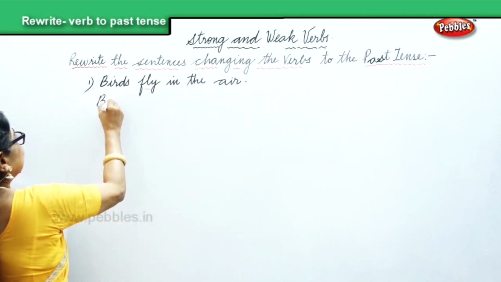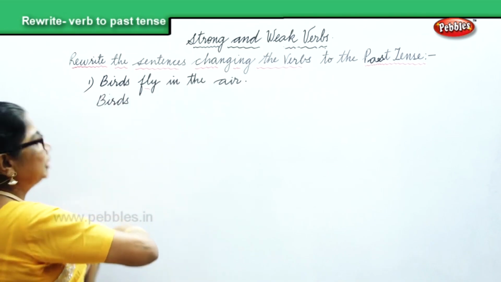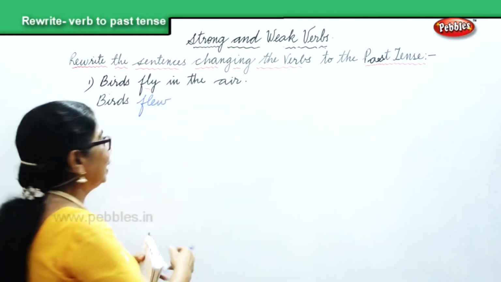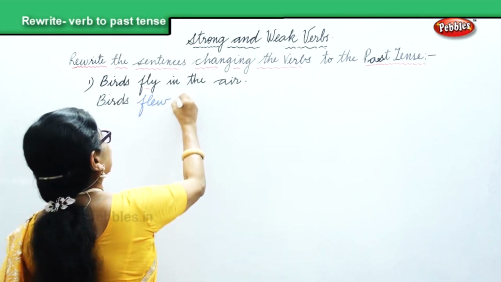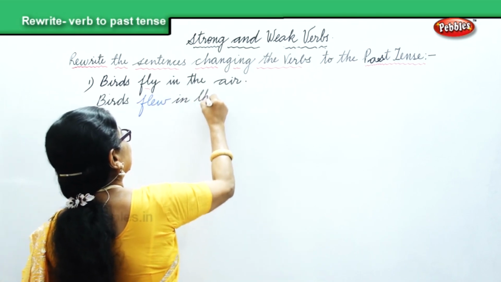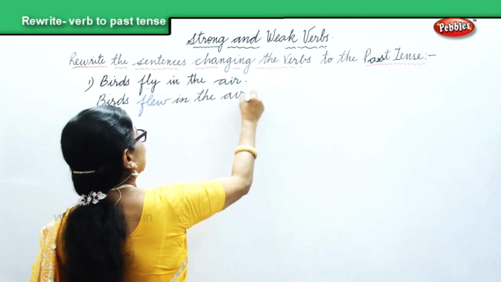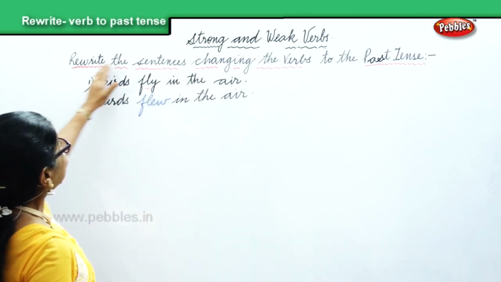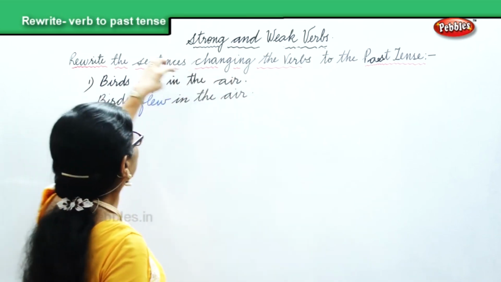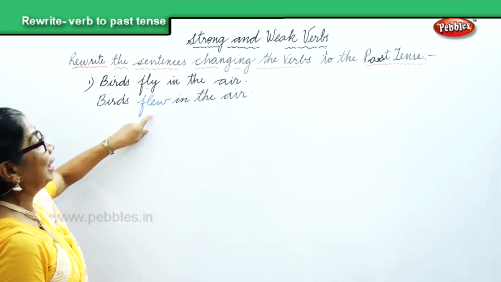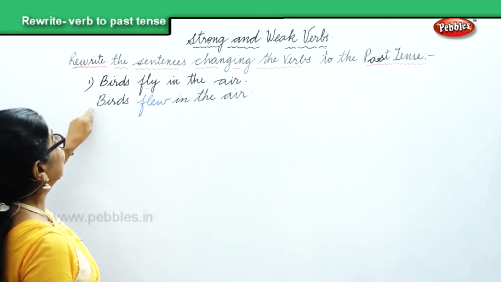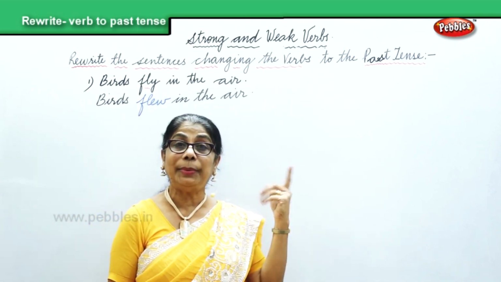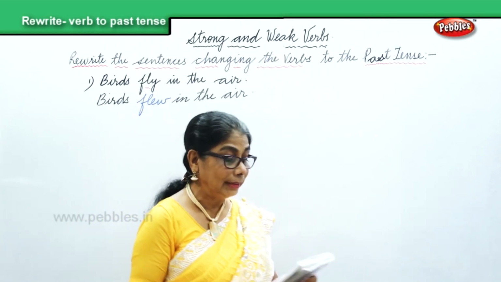Birds flew in the air. What did we do now? We changed the sentence. Rewriting the sentence, changing the verb. We identified fly is the verb and the past tense becomes flew. So birds fly in the air, birds flew in the air. Learning to change the verb in the past tense. Now, let me give you another sentence.